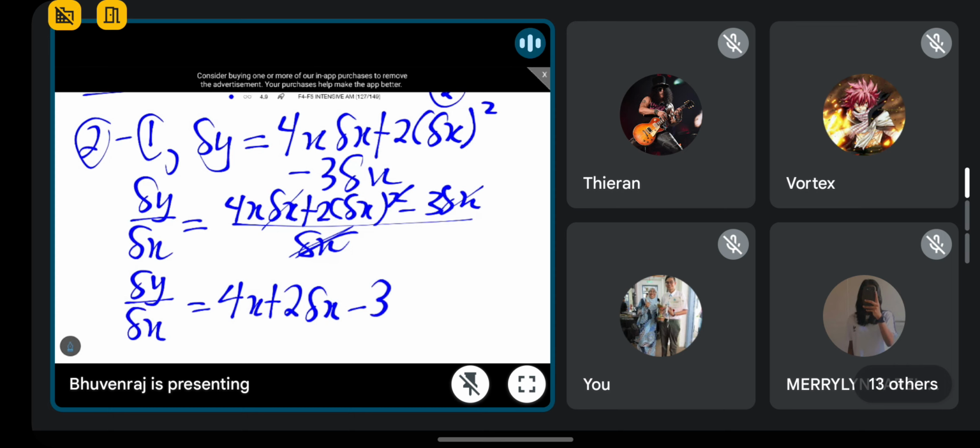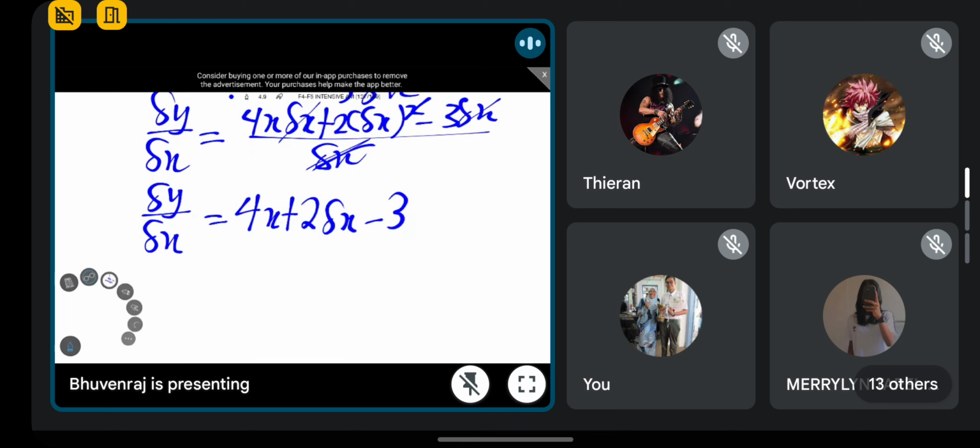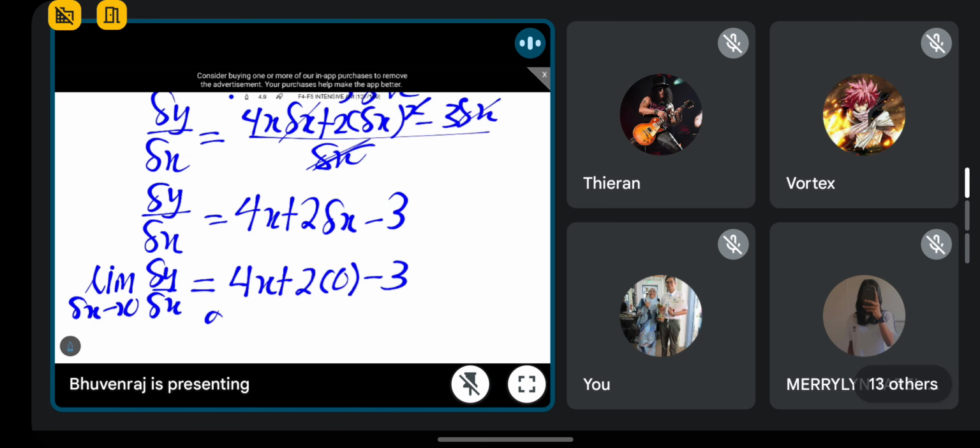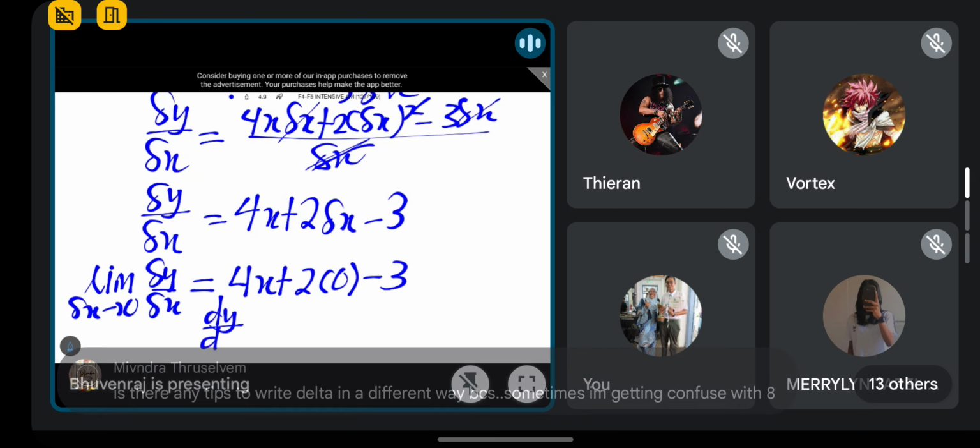Okay, so next step guys, what to do? What do I write now? Now already very close to the answer. What to write guys? Yes, very good. Make sure you write in this format. Lim delta y over delta x, and then you put here delta x approach 0. This is the format. So it's equal to 4x plus, you just substitute like this. So therefore, your dy over dx, the conclusion, is equal to 4x minus 3.